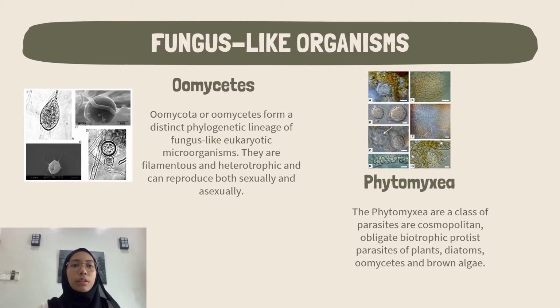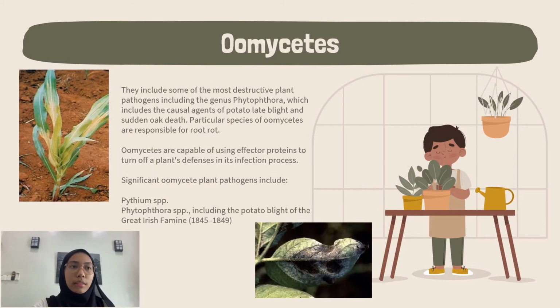So next, oomycetes. They include some of the most destructive plant pathogens, including the genus Phytophthora, which includes the causal agents of potato leaf blight and sudden oak death. Particular species of oomycetes are responsible for root rot. Oomycetes are capable of using effector proteins to turn off a plant's defenses in its infection process.